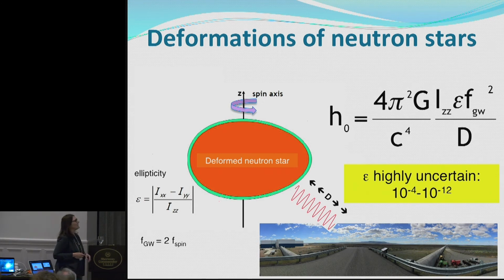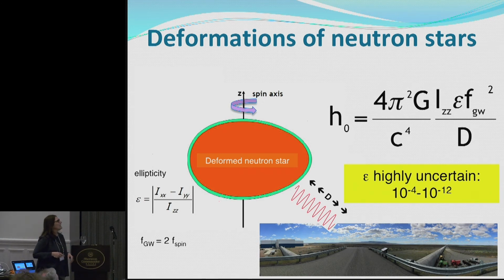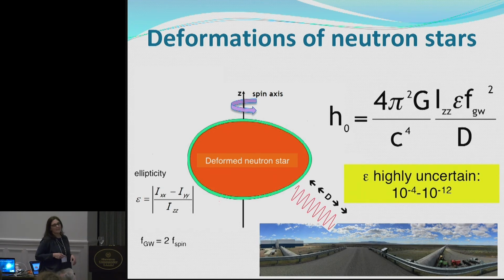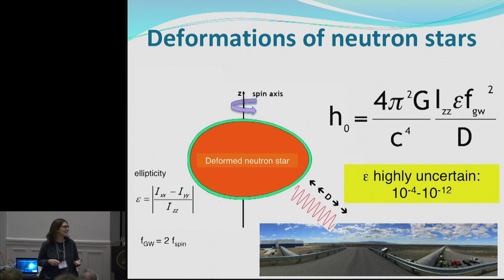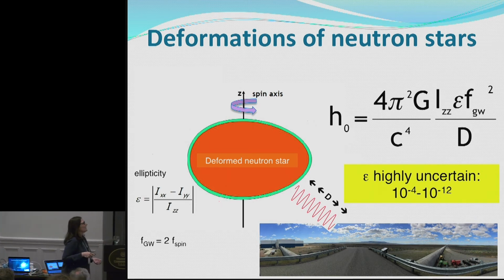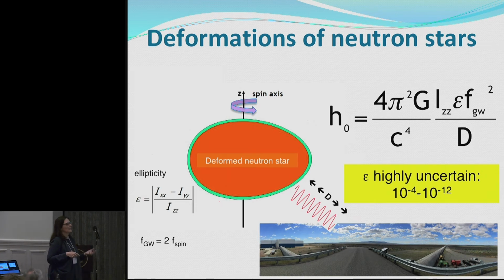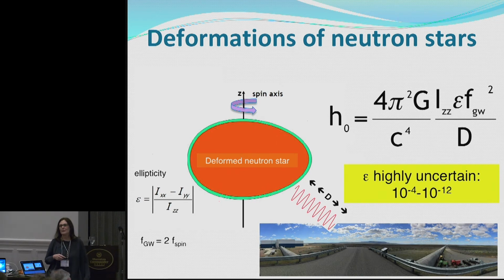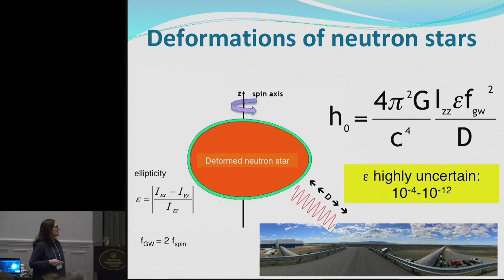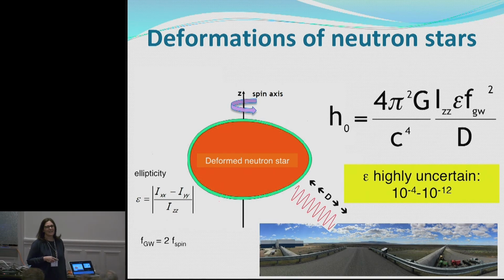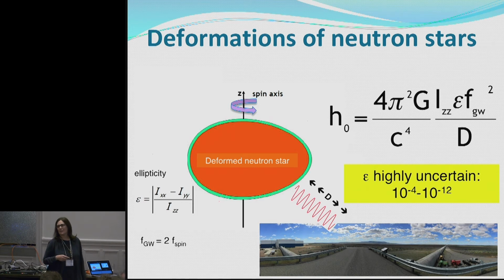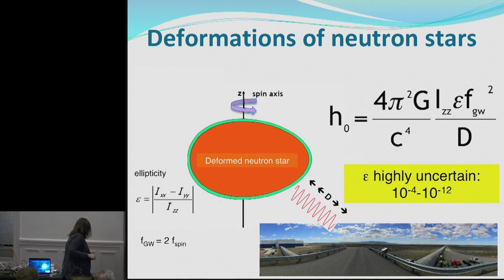Now, the problem with this type of signal is that how large the ellipticity is, which ultimately sets our chances of actually being able to detect it, is very uncertain and ranges in values from 10 to the minus 3 even to values which can be as low as you like. Let's say a realistically lowest value is in the order of 10 to the minus 12. So there's many orders of magnitude of uncertainty here.